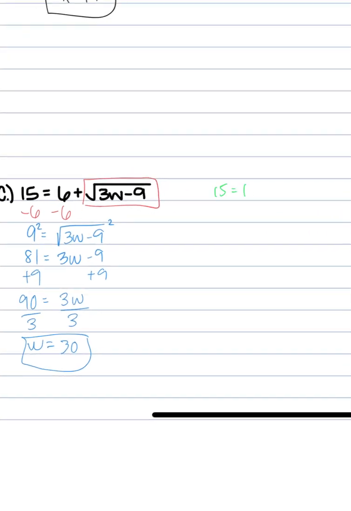15 equals 6 plus the square root of 3 times 30, and then minus 9. Always handle your square root first. This is going to be 3 times 30 is 90, minus 9. 15 equals 6 plus the square root of 81. 15 equals 6 plus 9. That indeed is correct.